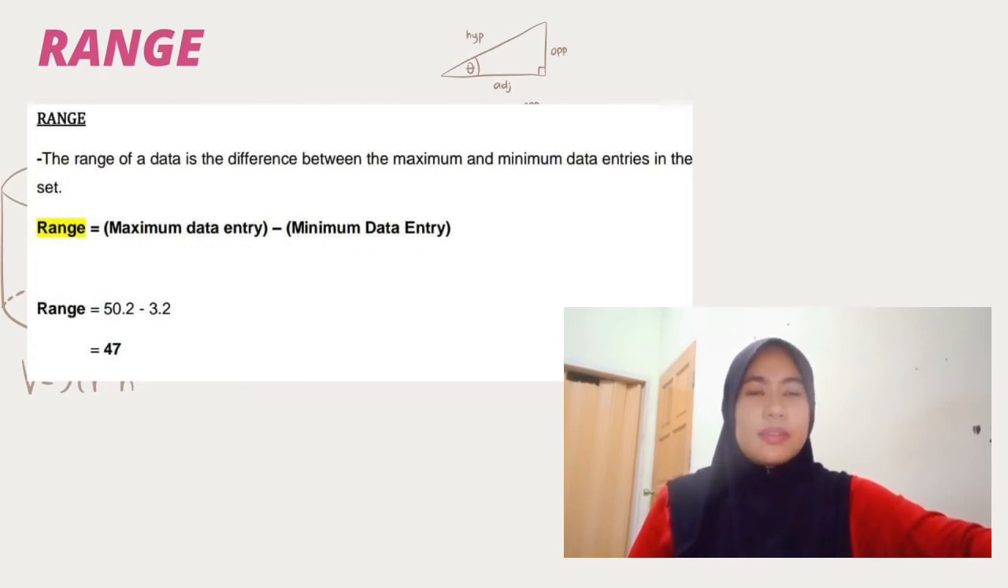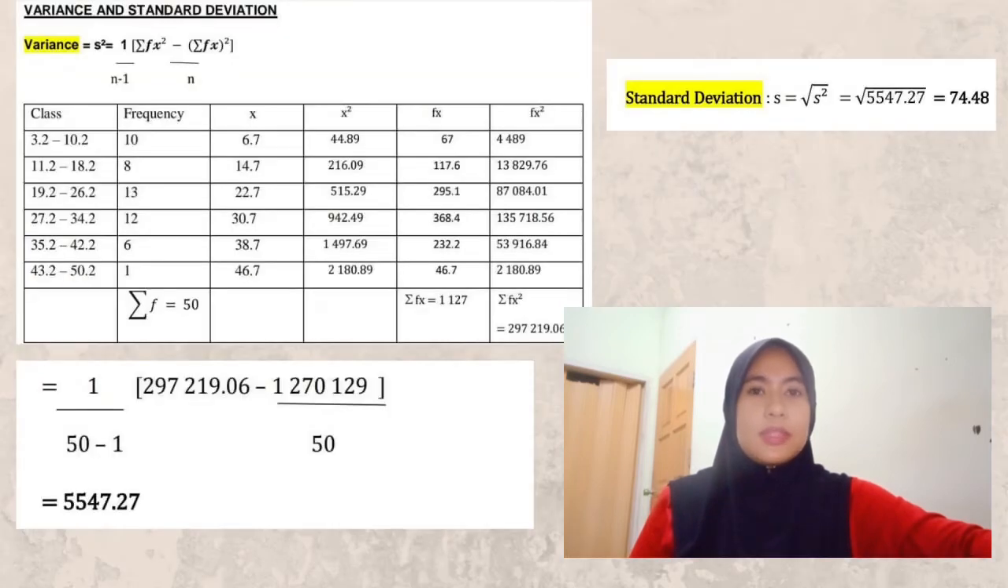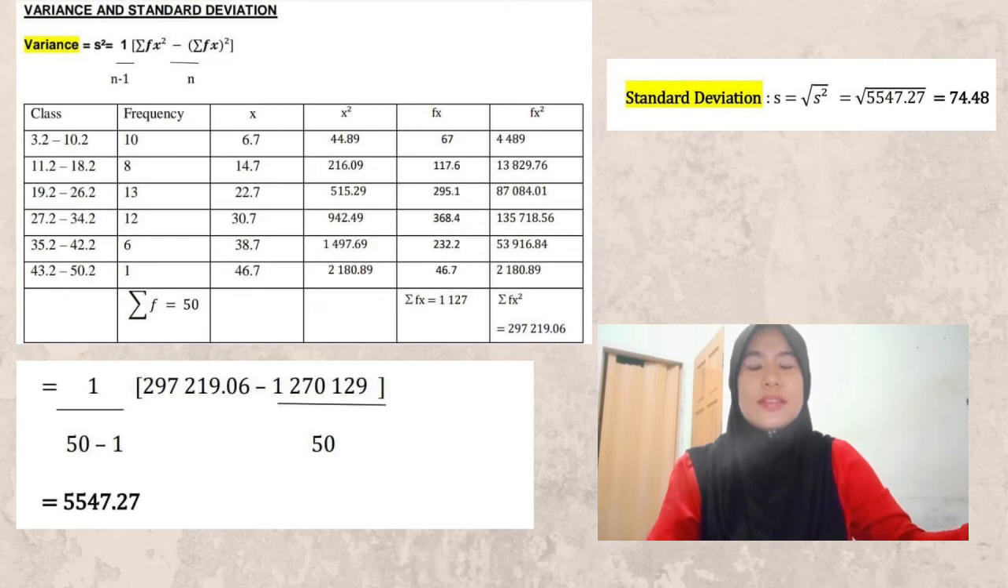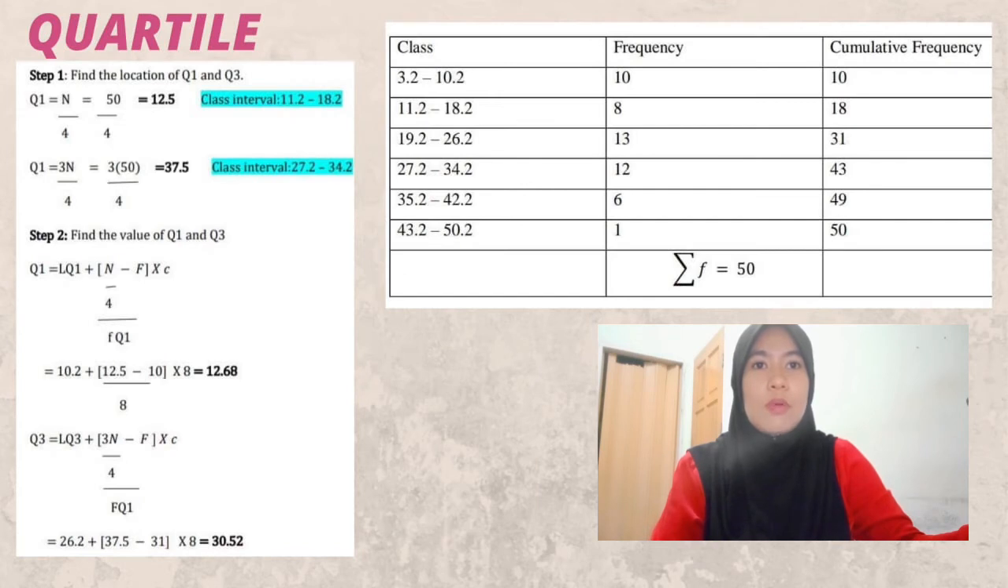As you can see, range is 50.2 minus 3.2 equal 47. Next is variance and standard deviation. As you can see in the slide, the formula for variance. I have provided how to calculate the variance, and the variance is equal to 5547.27. Next is standard deviation. The formula I have provided, and standard deviation equals 74.4.